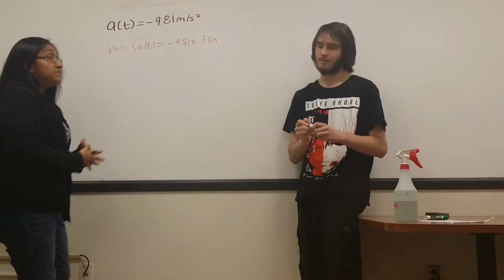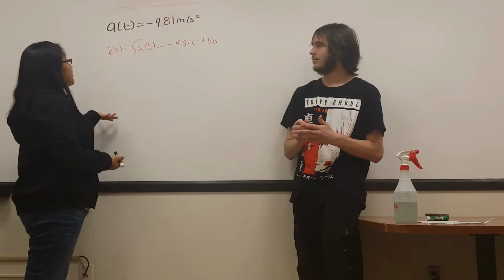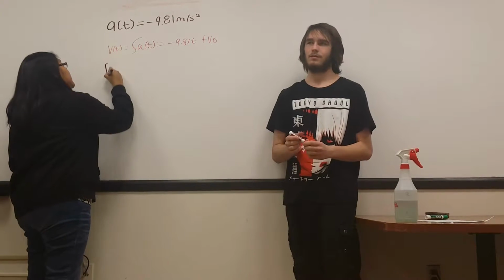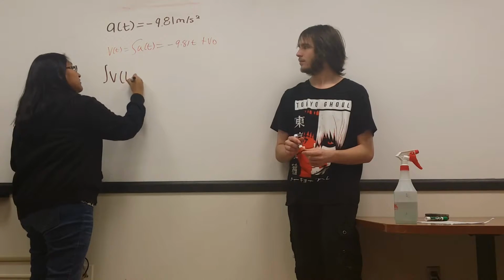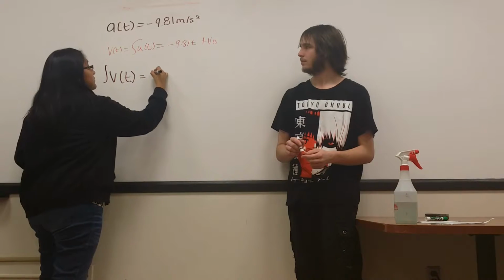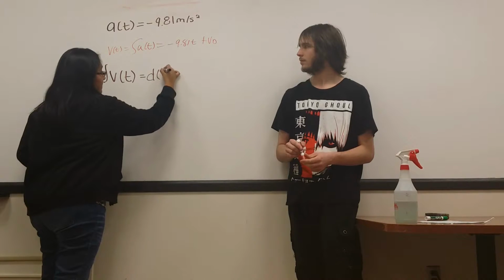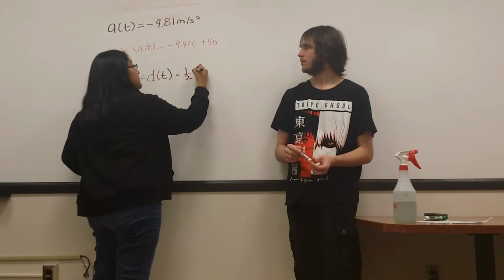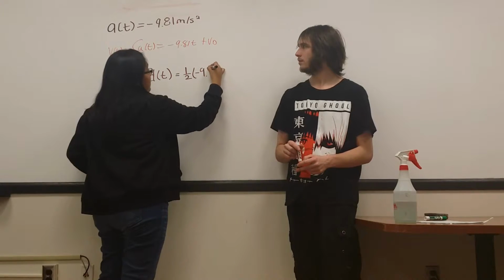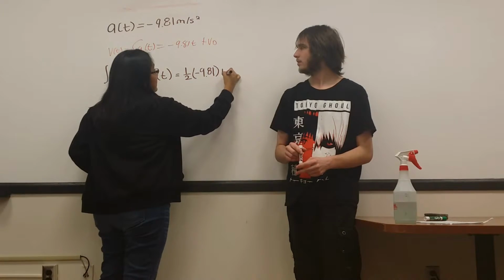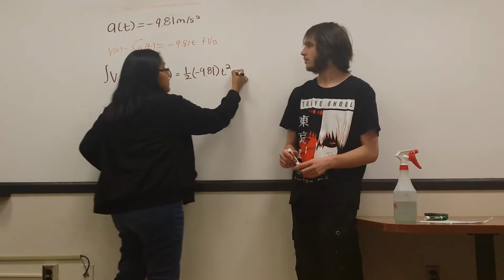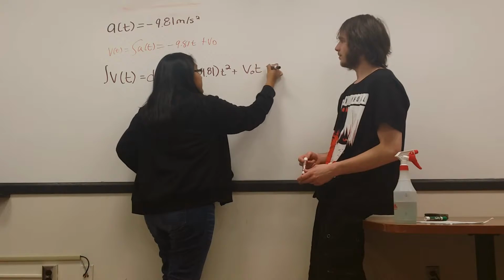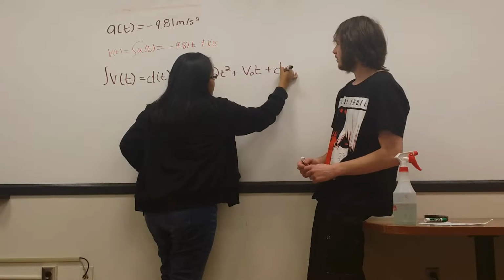Now, in order to get the position function, we need to take the integral of the velocity function. That's the integral of v of t, which would equal 1/2 times negative 9.81 t squared plus the initial velocity times t plus the initial distance.